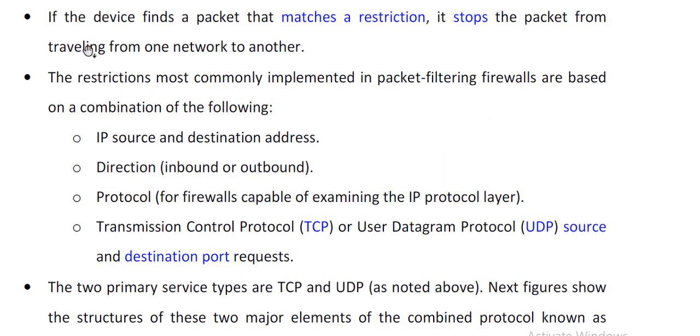So if the firewall finds a packet that matches a restriction in the rule, it will stop it, based on that restriction, from getting through the network or getting inside. Usually those rules are based on some packet information, such as the IP source address and destination address. Sometimes the direction: is the packet going inside or outside. The protocol, which protocol is using the IP, and the most known protocols are TCP or UDP, which belong to the transport layer, and we can make our filtering based on these two protocols.